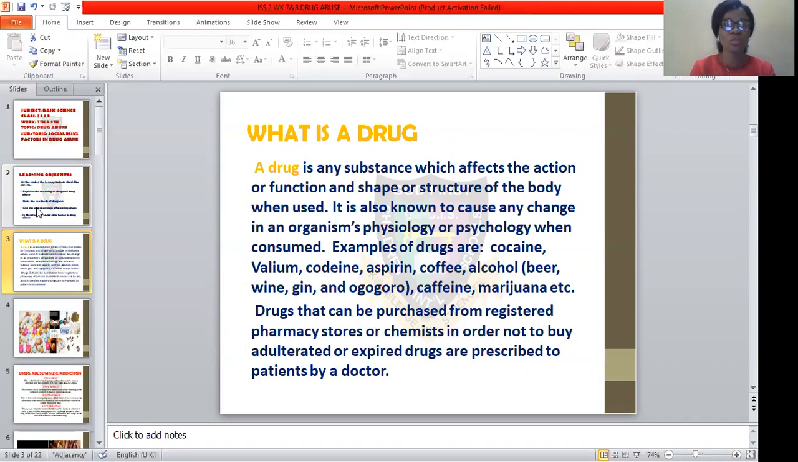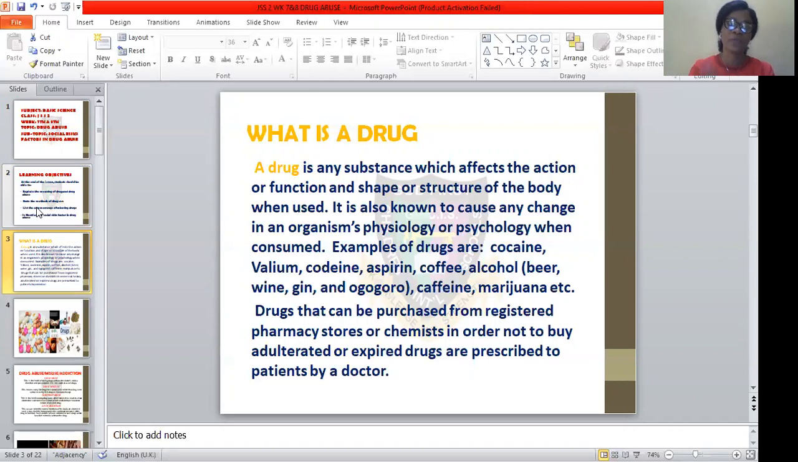It is also known to cause any change in an organism's physiology or psychology when consumed. I just explained that. Examples of drugs are cocaine, Valium, codeine, aspirin, coffee, alcohol, that is beer, gin, ogogoro, and the rest. You can mention as many as possible. Also caffeine, marijuana, and the rest.